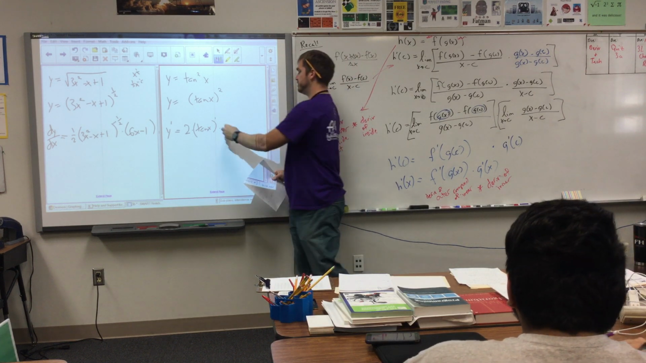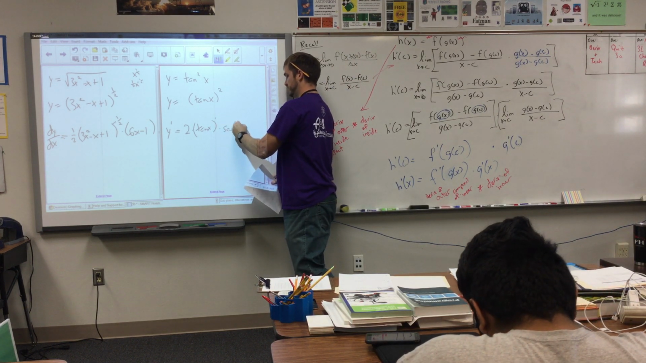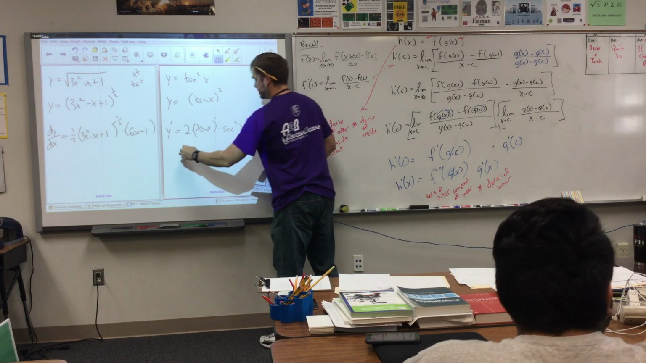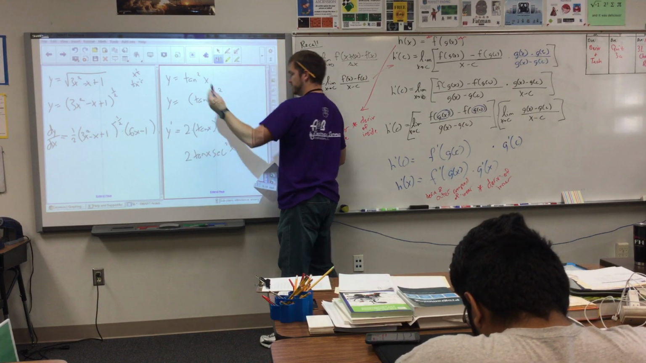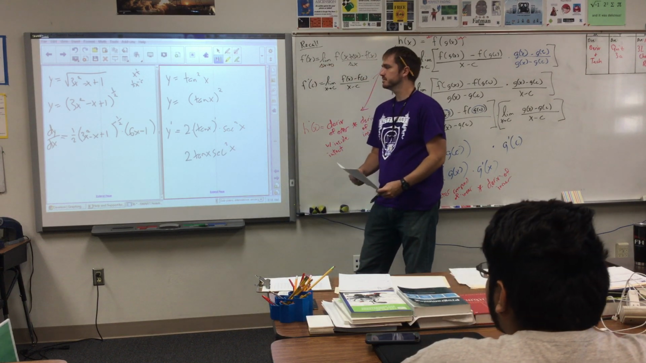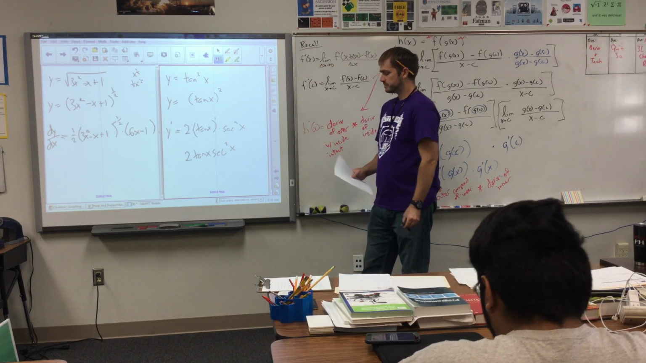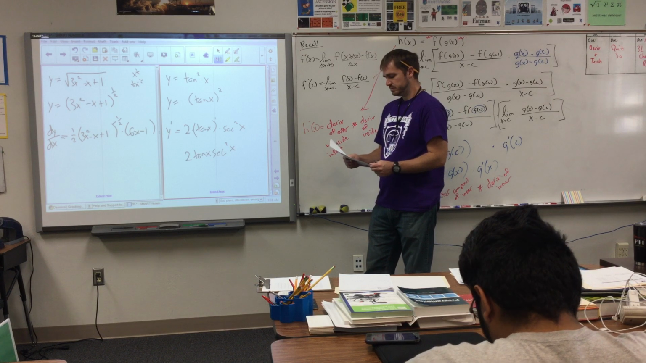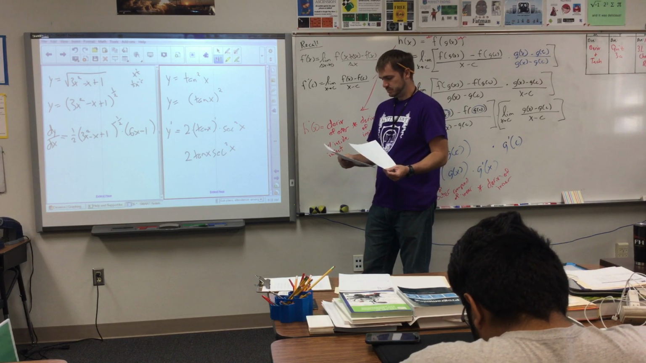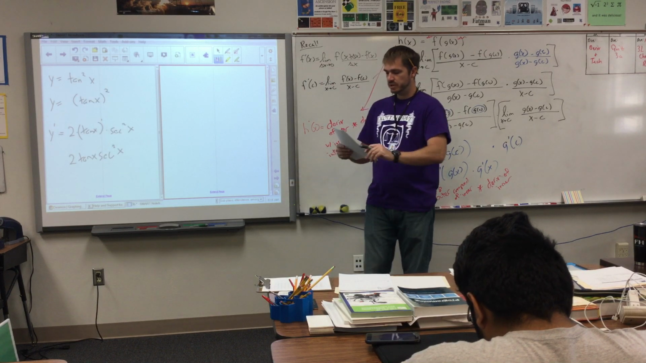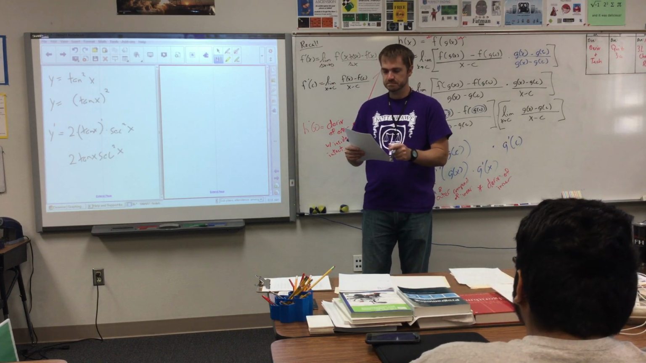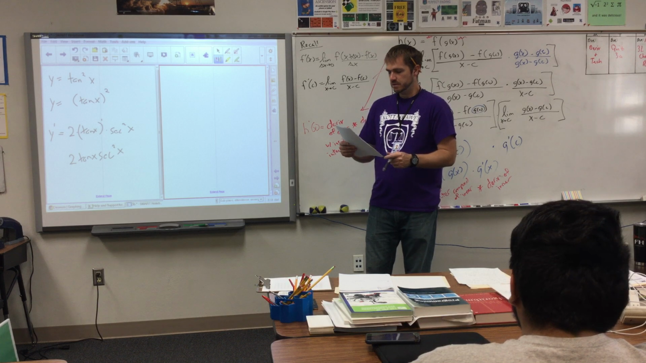Secant squared x. So if I want to rewrite this, I'd say 2 tangent x secant squared x. Okay, we're doing good.